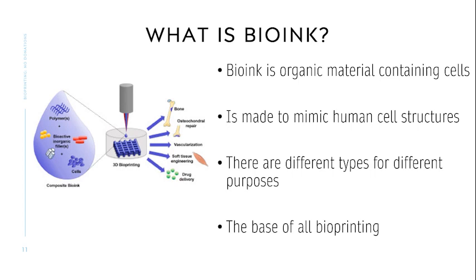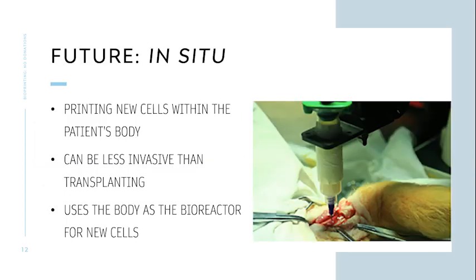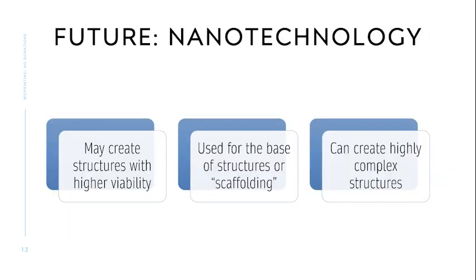There are many advancements coming out in bioprinting technologies. One interesting advancement is in pseudo bioprinting, or essentially printing inside the patient's body. This is less invasive than full-fledged transplant surgery, and this method uses the recipient's body as the bioreactor of the new cells, increasing the chance of a successful procedure. Nanotechnology is another extremely advanced way of bioprinting. This technology has implications of creating new structures with high cell viability. These new technologies can create highly complex structures, which can fix some of the problems mentioned at the beginning of the presentation about complex structures.